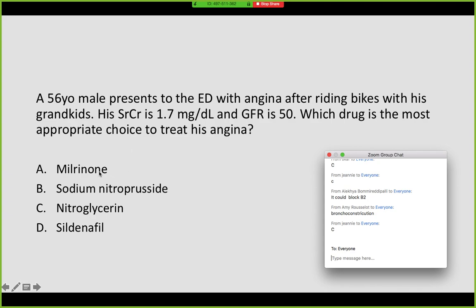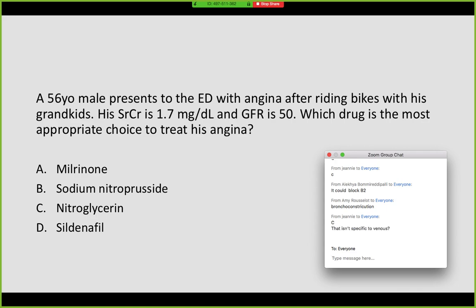Right, nitroglycerin, and why would you choose C? Why not sodium nitroprusside? Right, that's true, but what about when you see his lab values? His serum creatinine is elevated and his GFR is low. What would he be at risk for if you did?